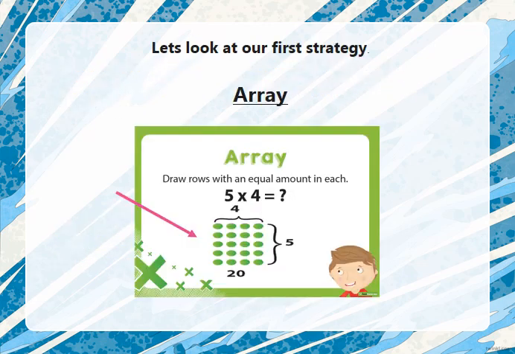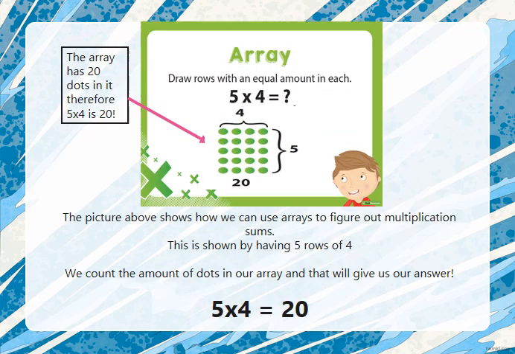Let's look at our first strategy, an array. So an array is an assortment of objects or shapes or numbers that allow us to look at the concept of multiplication and break it down into rows and columns. Let's break down an example of an array and how we use it and what it looks like.